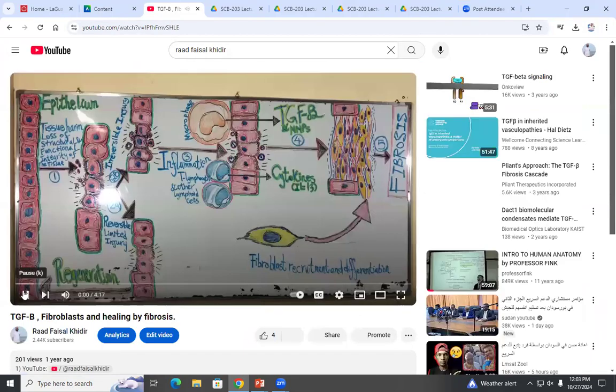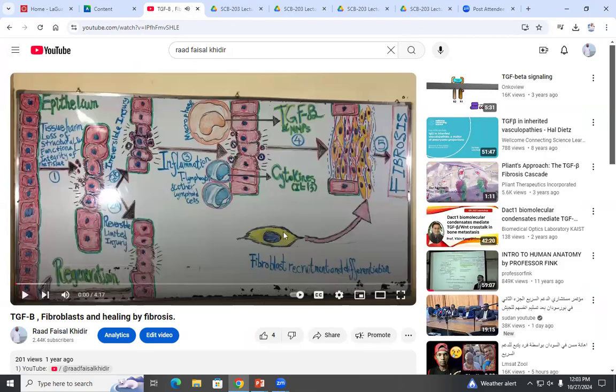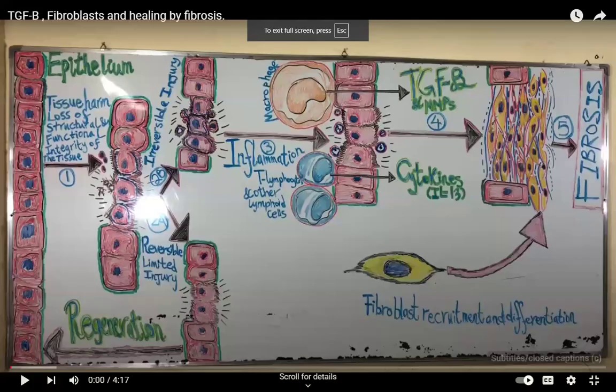So this is healing by regeneration and healing by fibrosis. Do you guys see regeneration? That's the normal epithelium right here. Here it says the tissue harm leading to loss of structural and functional integrity of the tissue. The normal tissue underwent this damage. You see the damage in the middle? Now I have two paths.